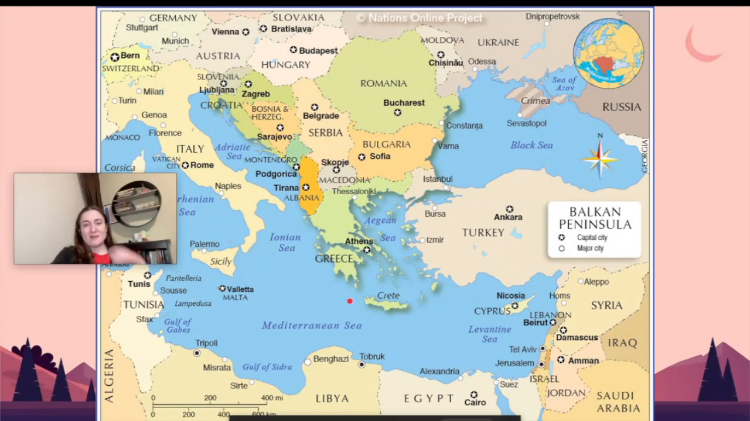So here's more of a zoomed in map of the Balkans. As you can see here, they include countries like Slovenia, Croatia, Bosnia, Montenegro, Albania, Greece, Macedonia, Serbia, Romania, and Bulgaria.